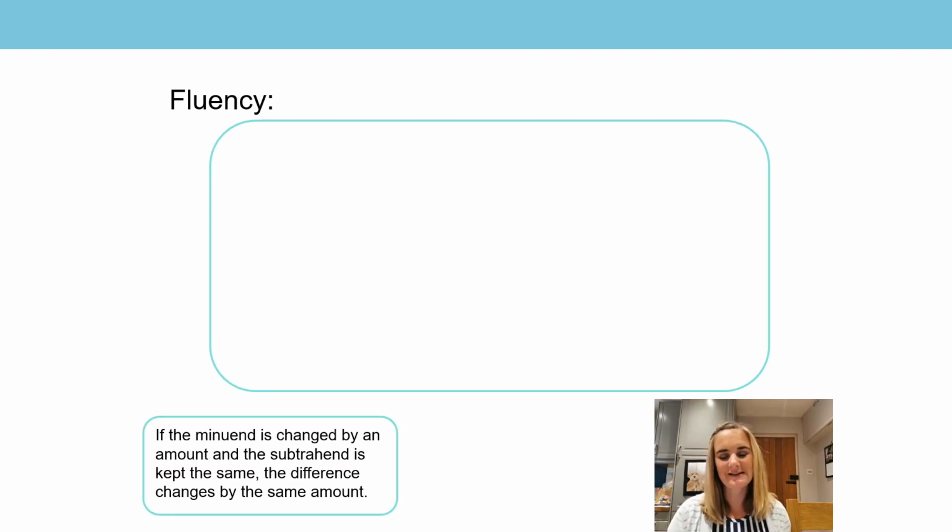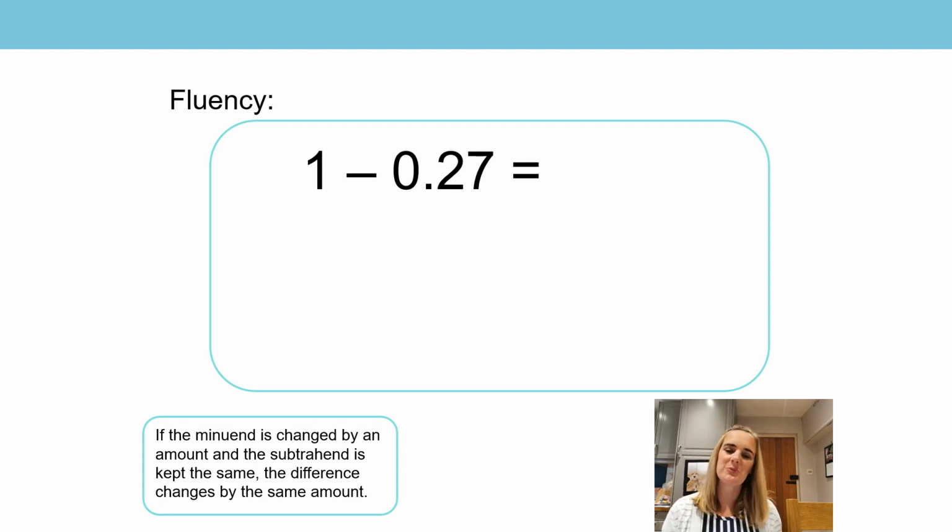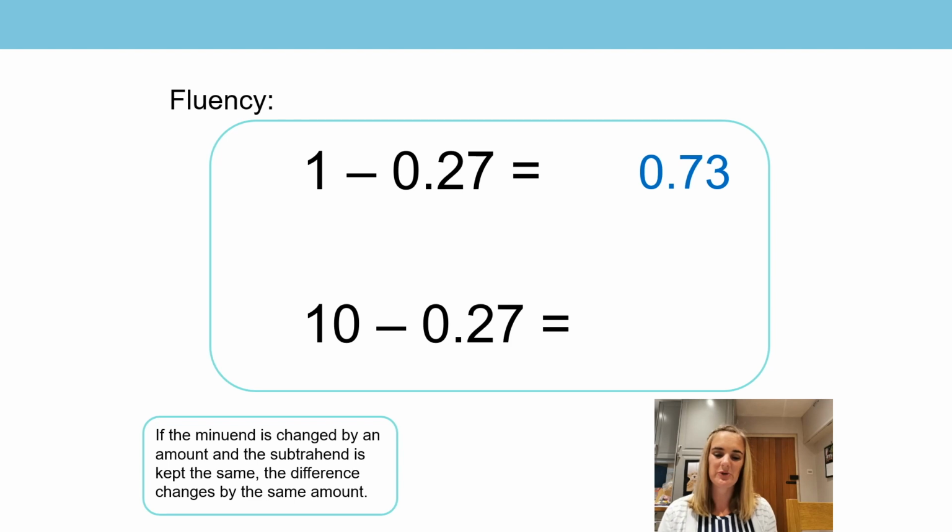Okay, so let's have a look at the next one. 1 subtract 0.27. If you're awake, you'll remember we've just done this. So what is 1 subtract 0.27? That's it, 0.73. Okay, let's have a look at my related calculation. 10 subtract 0.27. What have you spotted that's the same? Yes, the subtrahend. The 0.27s are the same. So how can we use our original calculation to help us with this new calculation? Well done, it is 9.73. Can we think why?